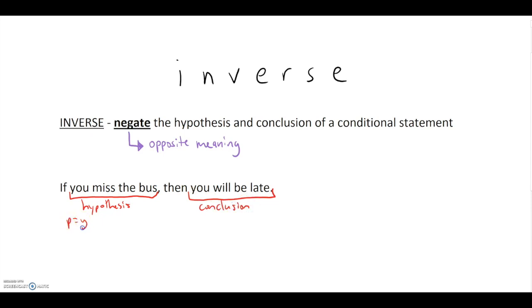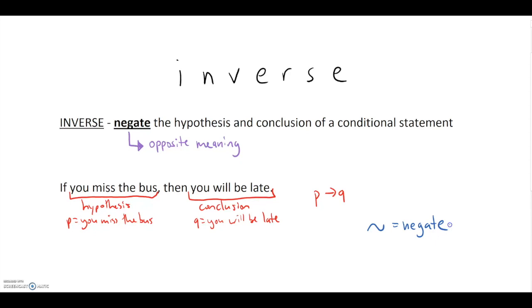Symbolically, the statement P would equal you missed the bus, and Q is you will be late. And this is the typical conditional statement, if P, then Q, or P implies Q. And we bring in a new symbol.